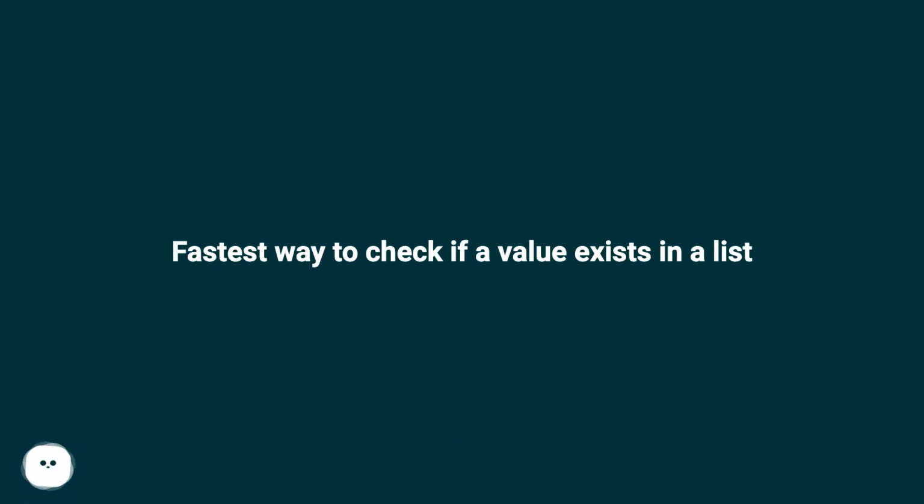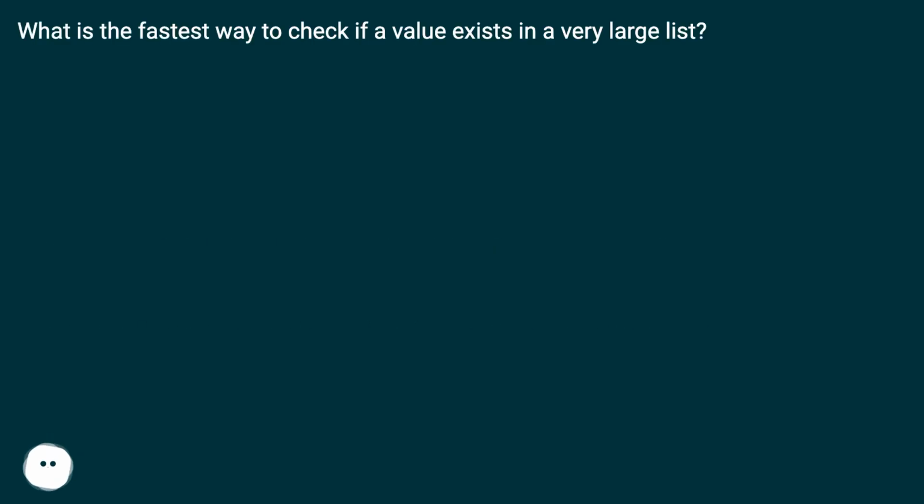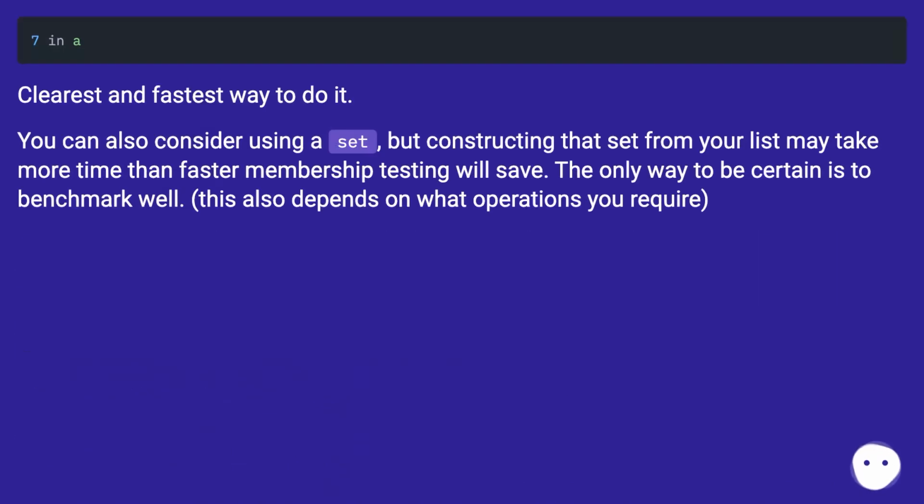Fastest way to check if a value exists in a list. What is the fastest way to check if a value exists in a very large list? Clearest and fastest way to do it.